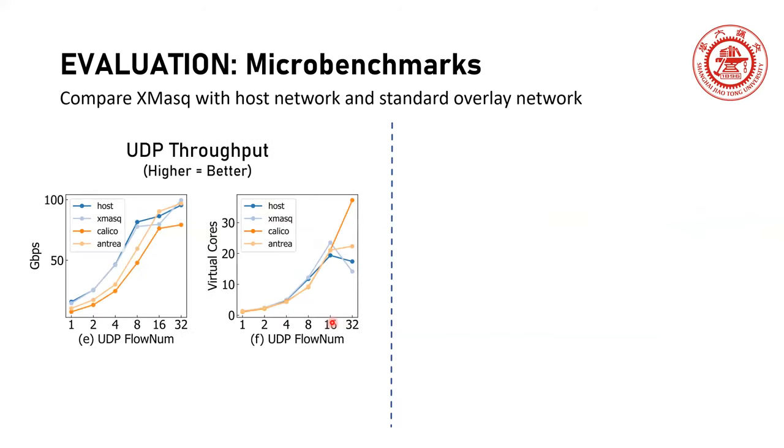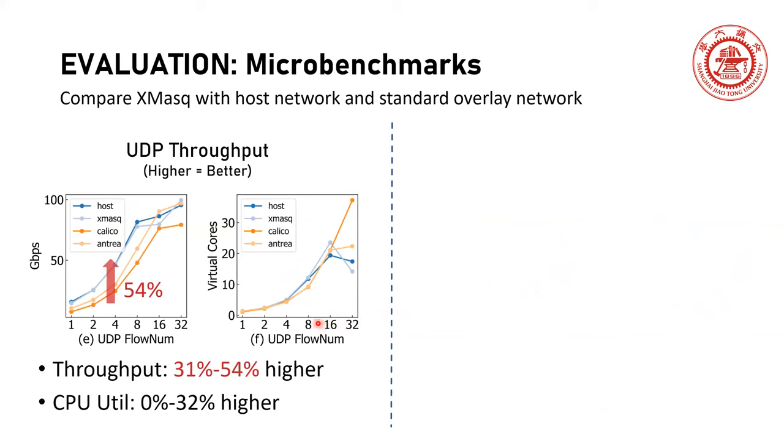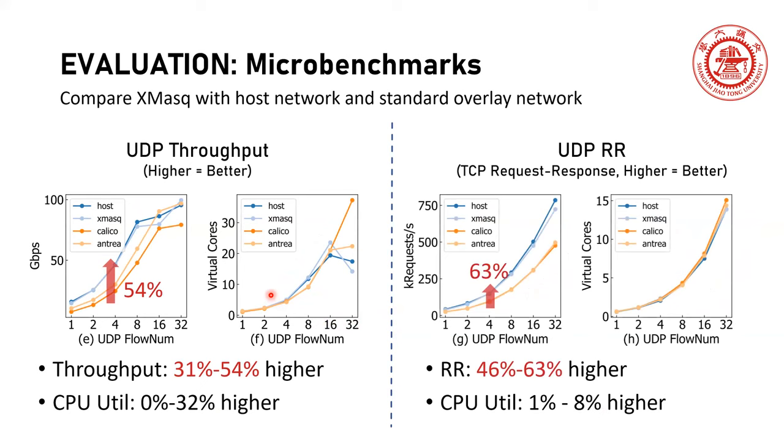Again, compared with Antrea, for UDP experiments, the results show that XMask improves the throughput by at most 54% and the transaction rate by at most 63%. And in both experiments, the CPU utilization is very close to Antrea.